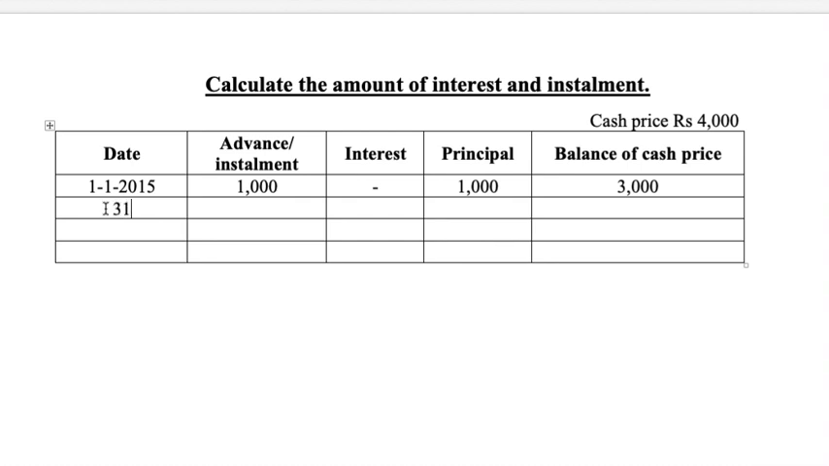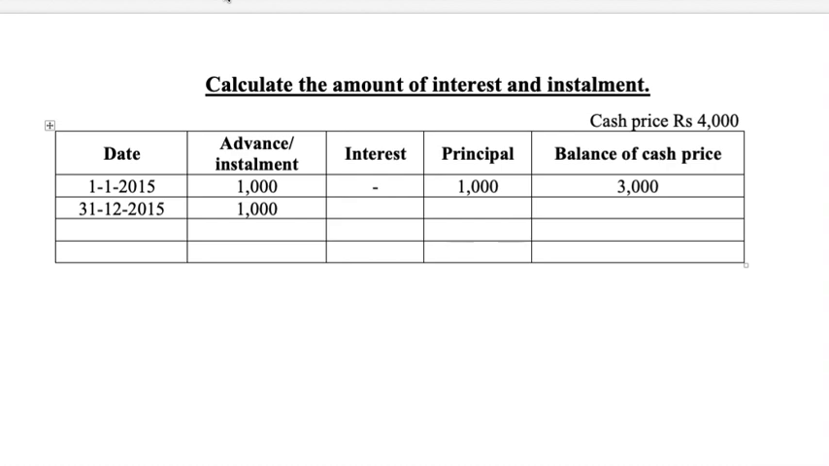Then the first installment will be paid at the end of the year, that is 31st 12 2015. He is going to pay the first installment of 1,000 rupees. But we have to make sure that the interest amount is not paid in the installment. So we are going to first calculate the interest on the balance cash price, and then we are going to add that to the installment which is paid at the end of the year.